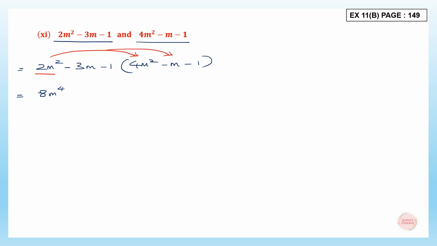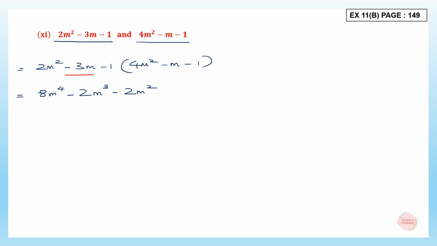So here the sign is minus. So let's write that. Minus, the number is 2. M square into m is m to the power of 3. Now multiply 2m square with the last term, which is minus 1. The sign is minus, and 2 into 1 is 2m square. So we finished with 2m square.